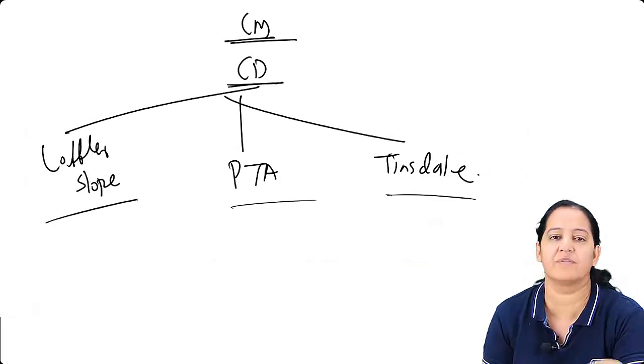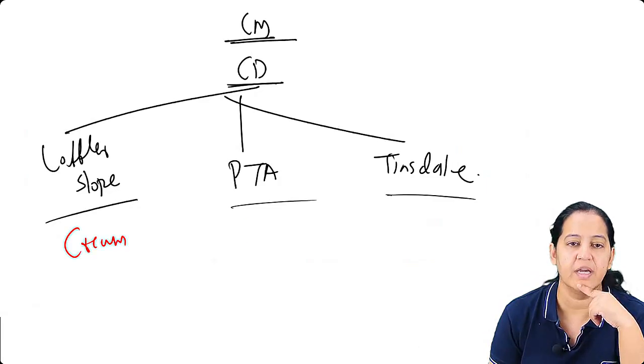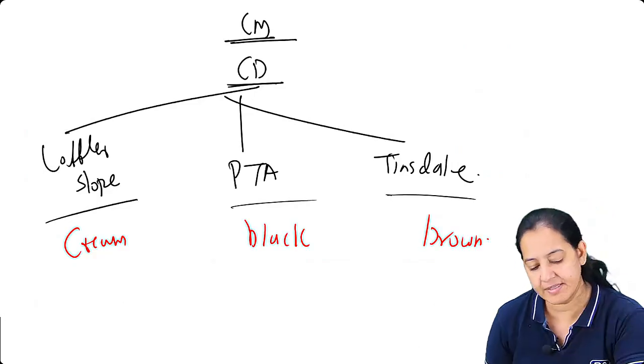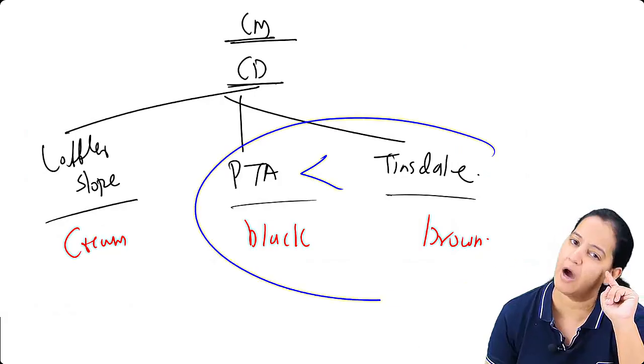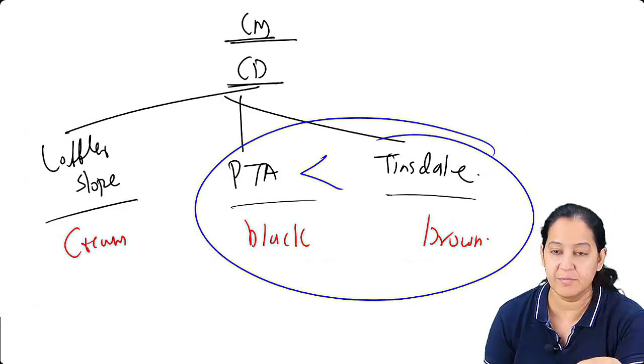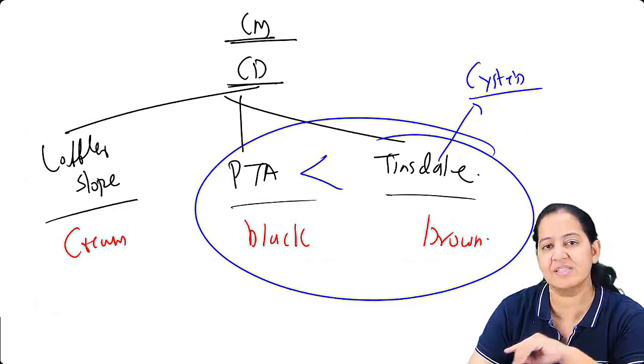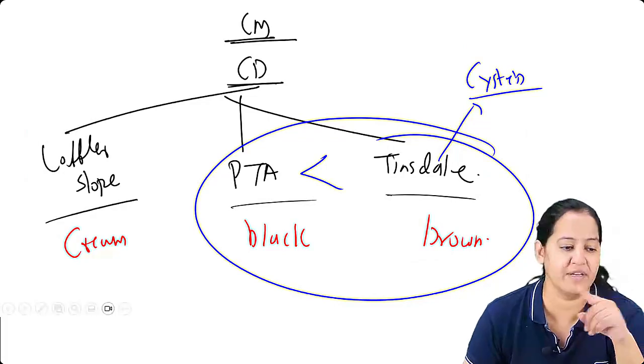Tell me the color of the colony. Here cream colony, here black colony, and here brown colony. ठीक है, Tinsdale is more selective than potassium telluride. हालांकि दोनों selective हैं, but Tinsdale is more. Why? Because Tinsdale contain additional cysteine. Cysteine से additional सारे बैक्टीरिया मर जाएंगे. Only one will survive, that is Corynebacterium diphtheria.